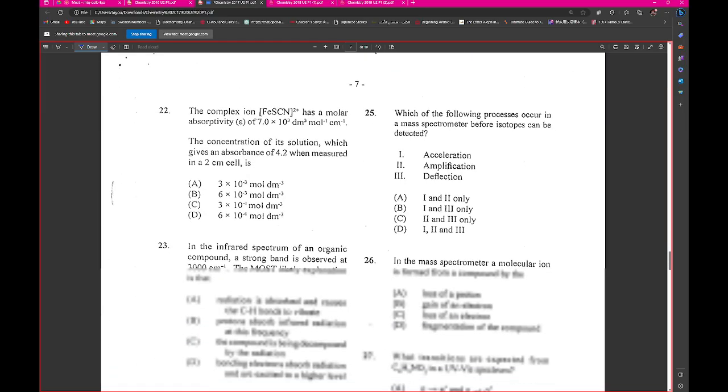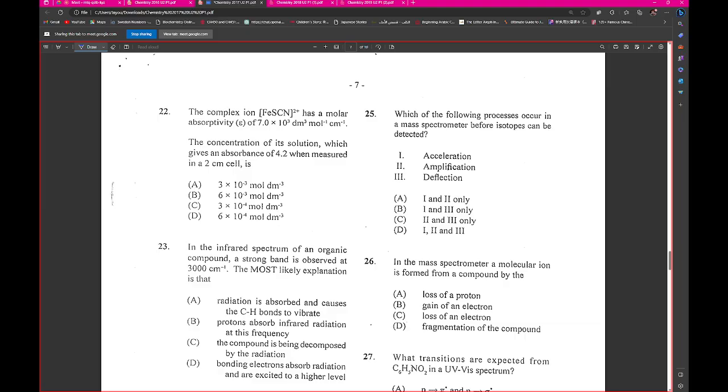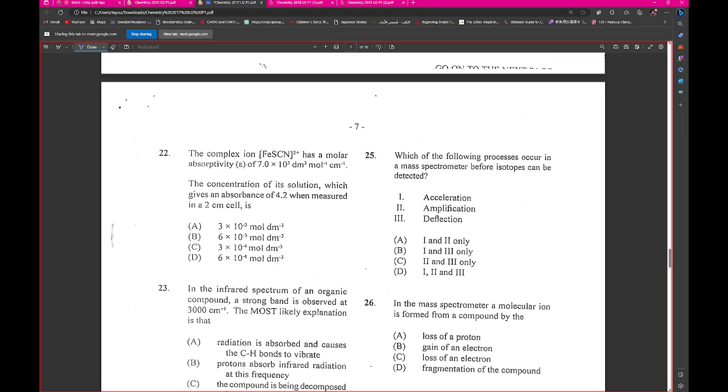Okay, so the complex ion has a molar absorptivity of that. I love these questions so much. So we know that we have Beer-Lambert's law. Somebody tell me what Beer-Lambert's law is. The absorbance is equal to the molar absorptivity, epsilon, times the concentration, times the path length in centimeters.